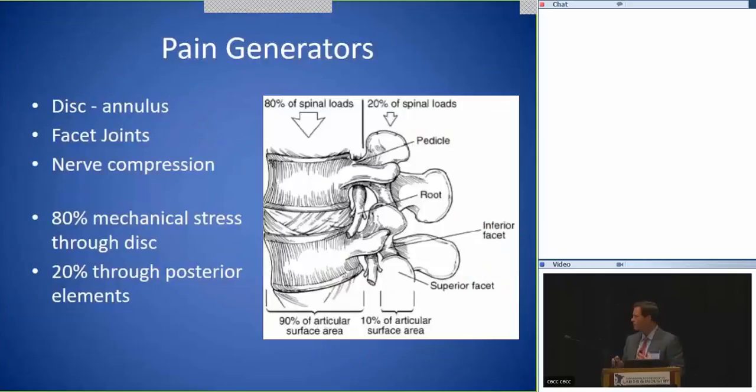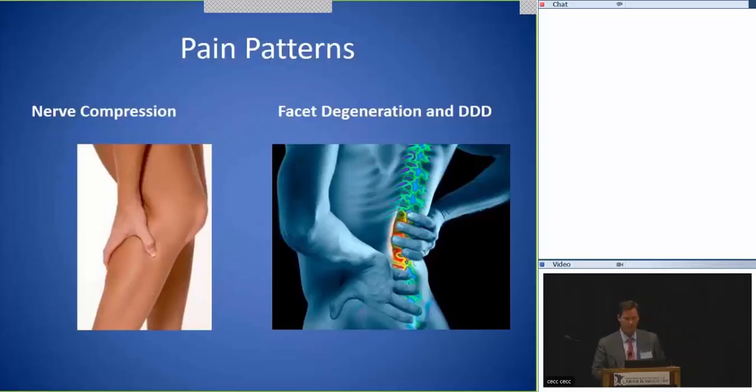So there are several different things that cause pain in your spine. There's a disc, there's facet joints, and then there's your nerves, right? And we all know that compressed nerves can hurt a lot. About 80% of our load goes through the front of the spine, 20% through the back of the spine. Now, traditionally, we have thought of the spine very, very simply, and that is that nerve compression causes leg pain or arm pain, and facets that are wearing out or joints that are wearing out, discs that are wearing out, they cause low back pain.